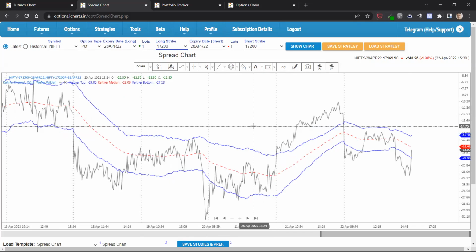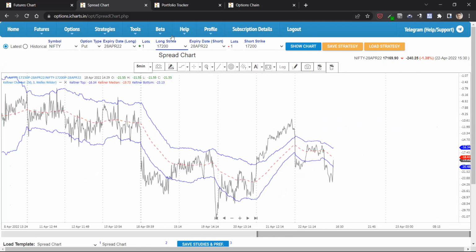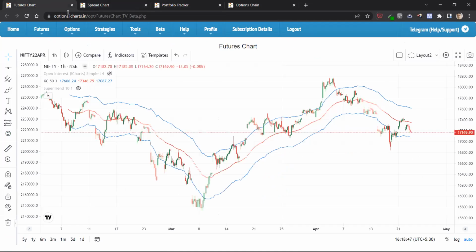One more question: if I initiate one credit spread, and if it gets into a loss position, then what could be the adjustments? Should I close it and initiate another one based on the setup? Yeah, that's the best way to do it.